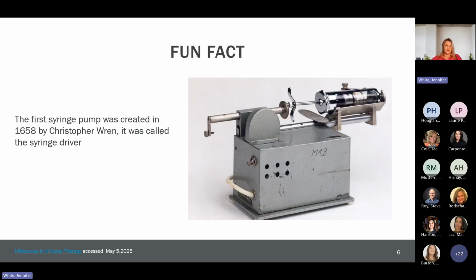I want to start off this with a fun fact. So the first syringe pump was created back in 1658 by Christopher Wren. It was called a syringe driver. Here you'll see a photo of the first photographed syringe pump, which is very interesting to see how it looks now versus how it did back in the day.